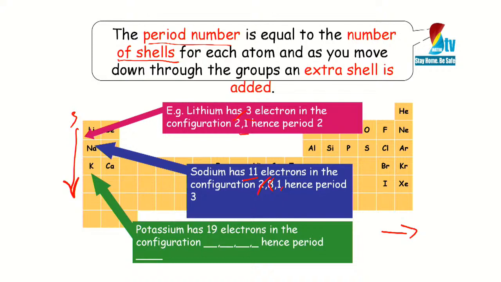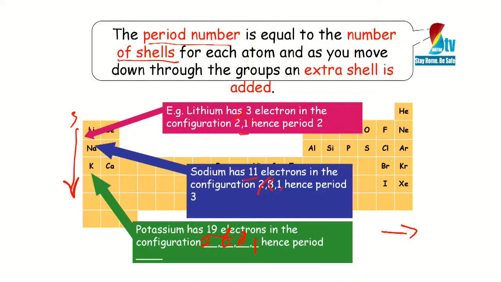If we have potassium then, with 19 electrons, what will be the configuration? We expect that the first shell will have 2 as per the rule, and then we put an 8 in the second, giving us a total of 10. We're still left with 9. We put the 8. We have 18 now. And then the last one will be 1.